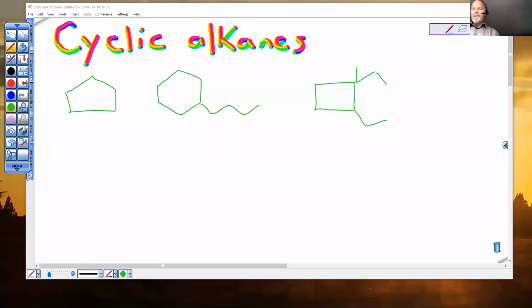Here we are again. Here we go. As promised, we're going to do cyclic alkanes next, and we're going to name them. This is a 5-carbon ring here, 5 carbons. It starts with the prefix cyclo and ends with the name of a 5-carbon chain.